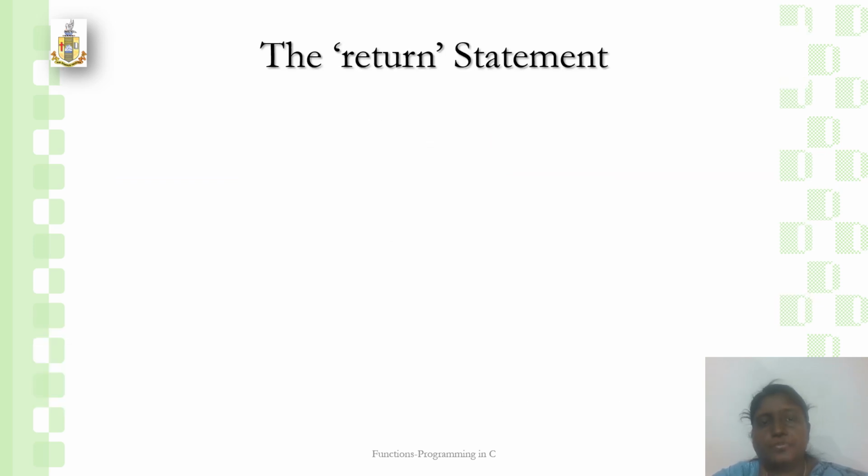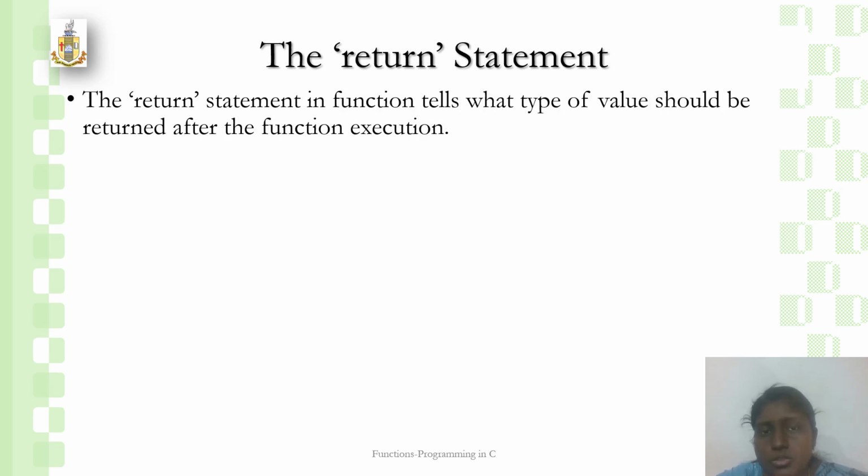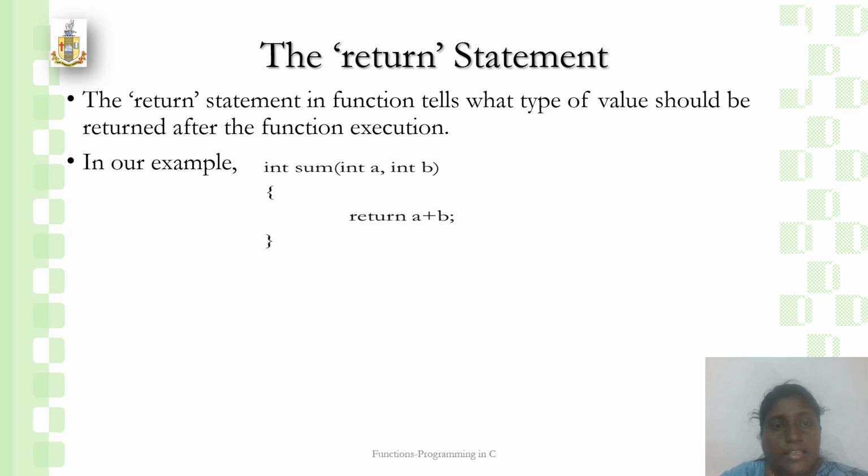The next one, the return statement. Another important statement written in the function. The return statement tells what type of value should be returned after the function execution. In the previous example, we have seen int sum. So the function sum should return an integer value at the end. And in our example, int sum of int a comma int b, return a plus b. The keyword return should be included in this way.